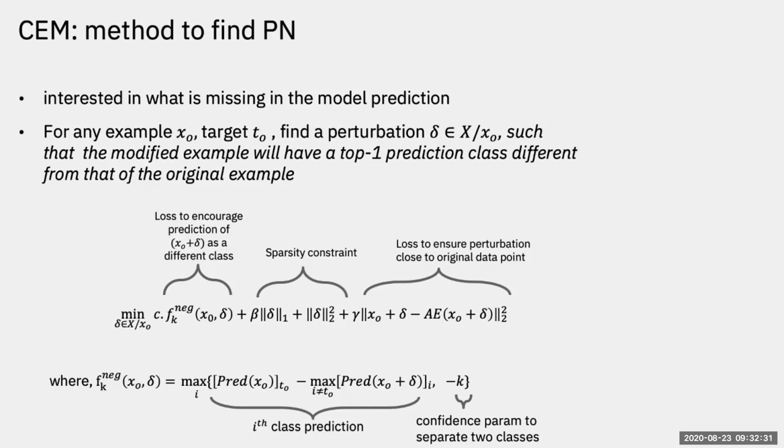And the last part of the loss function is the autoencoder reconstruction loss. So this part wants to make sure that the original given sample X naught and the perturbed sample X naught plus delta are similar when they are assessed by the L2 reconstruction error of the autoencoder.